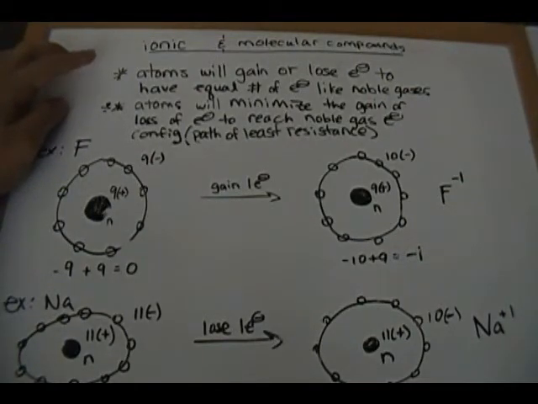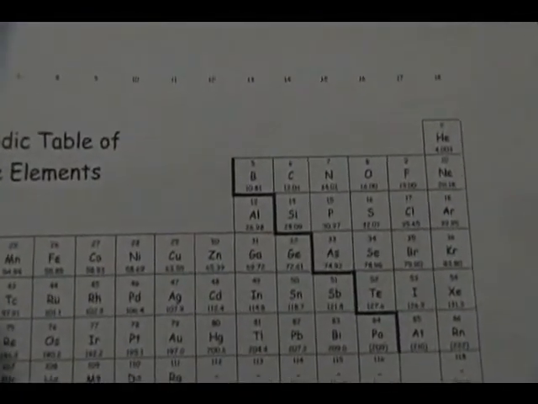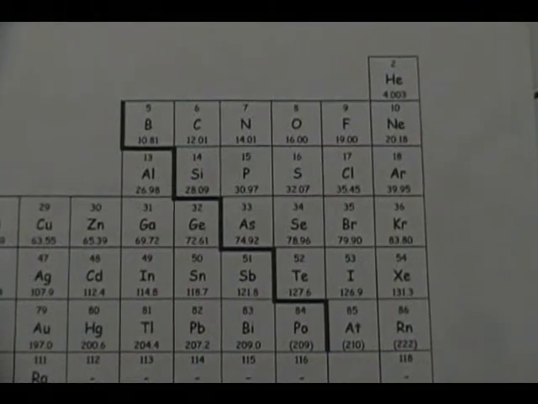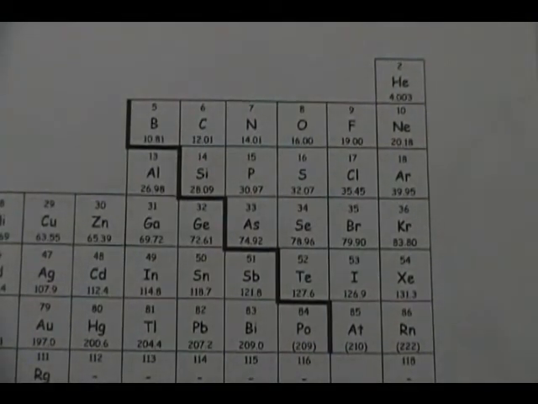Atoms will gain or lose electrons to have an equal number of electrons like noble gases. I can't express how important that is. We're going to focus on this side of the periodic table. This is the fourth time repeating it, so you can see how important it is. Atoms will gain or lose electrons to have an equal number of electrons like noble gases.